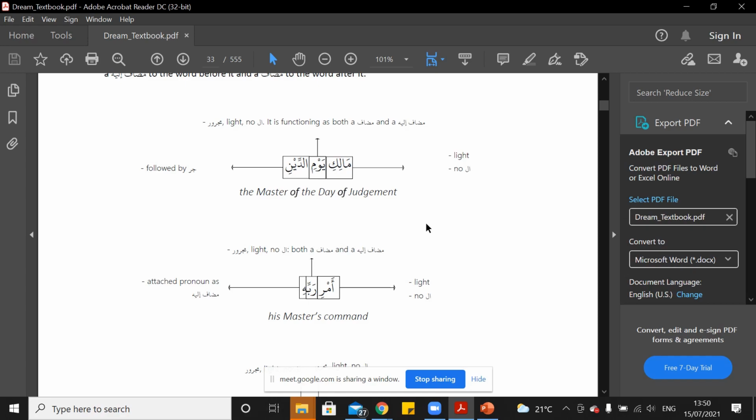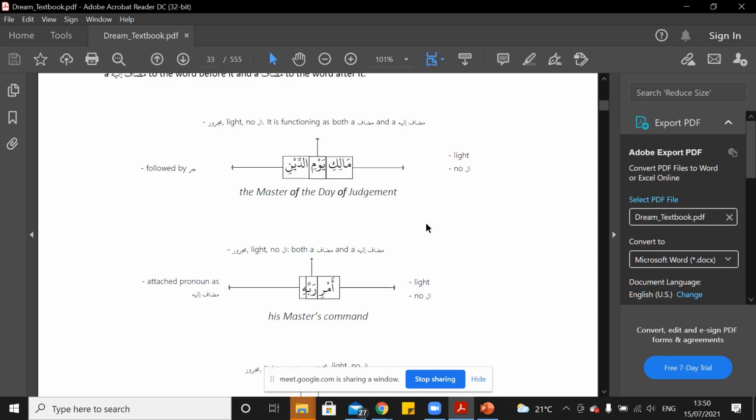But Yomi is followed by Ad-Dini, which is also jar. So we go back to Yomi and look at whether it follows the conditions for mudaf. So Yomi is light and has no al. So Yomi is also acting as a mudaf for Ad-Dini. So Yomi Dini is an Idafah fragment and combined, Maliki Yomi Dini is an Idafah fragment.